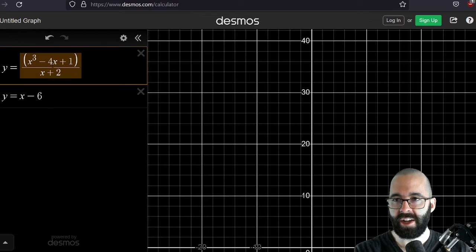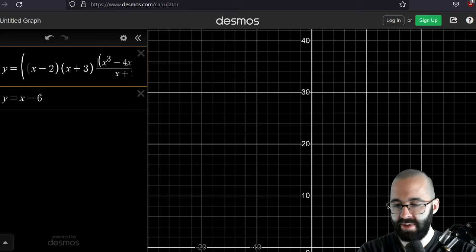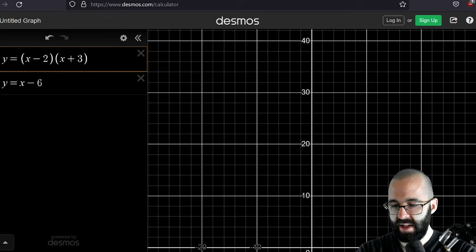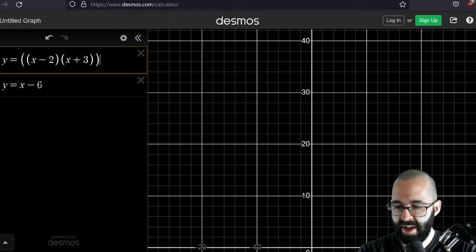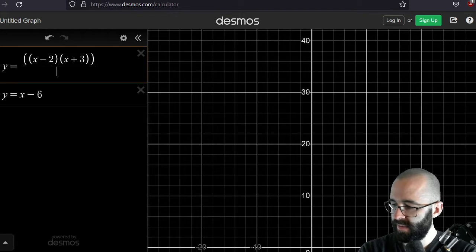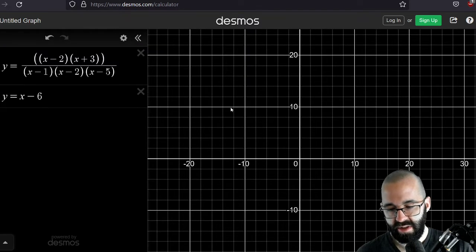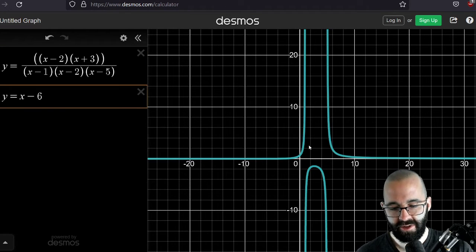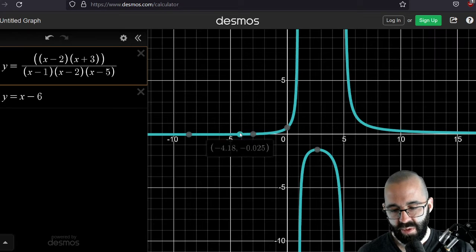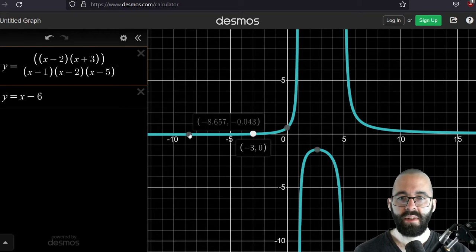Always helpful to check your answers. (x minus 2)(x plus 3). Oh no, not again. Divided by, here I'm going to add another set of parentheses. It won't actually matter, but it'll make it look nicer. (x minus 1)(x minus 2)(x minus 5). What do the intercepts look like for this function? I have to graph the function first. So, where does it hit the x-axis? Negative 3, comma 0.